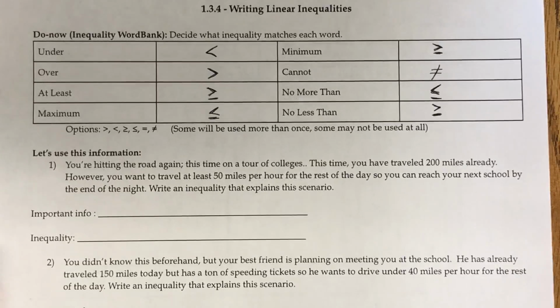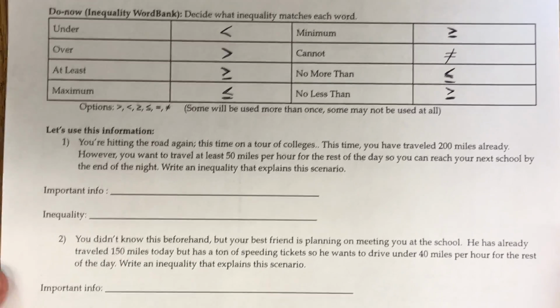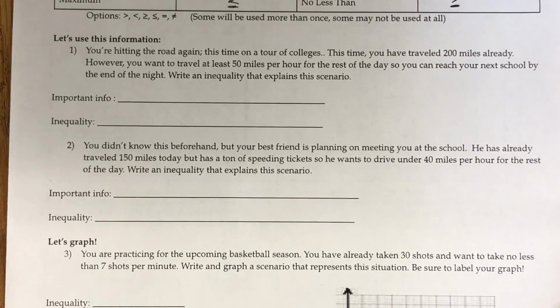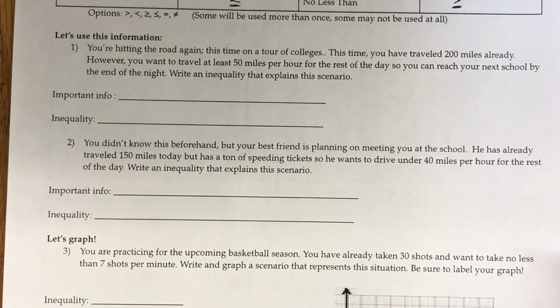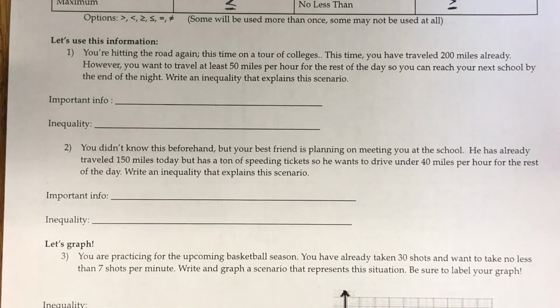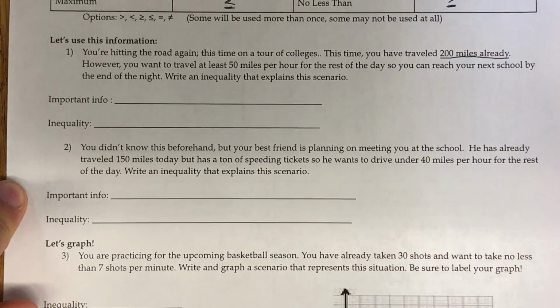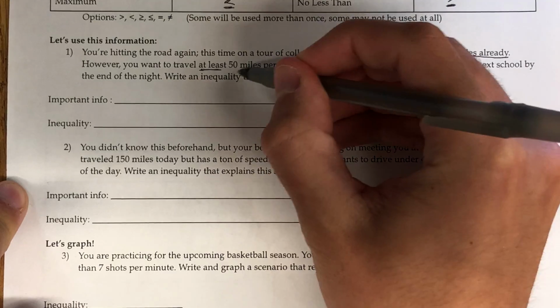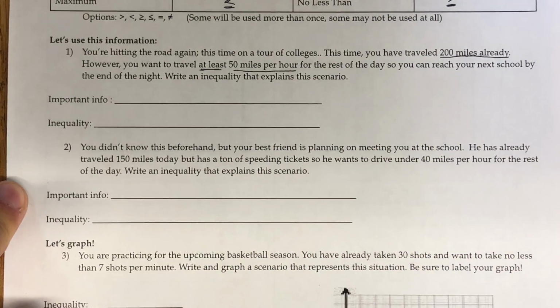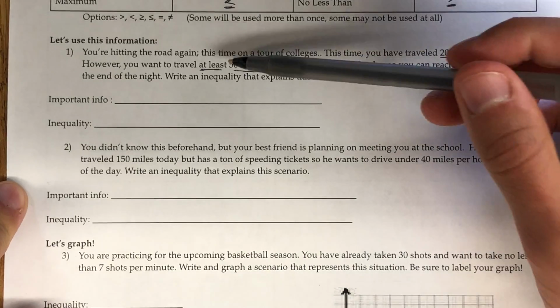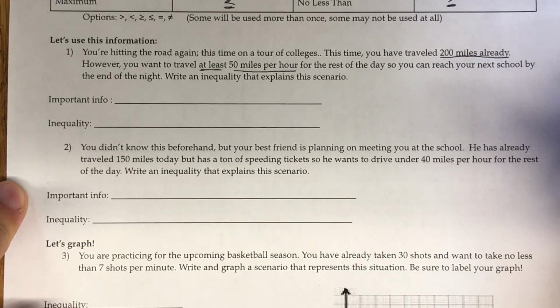All right, so the focus for today is writing inequalities, and then we'll be doing some graphing. To get started, it says, you're hitting the road again, this time on a tour of colleges. This time you've traveled 200 miles already. However, you want to travel at least 50 miles per hour for the rest of the day, so you can reach your next school by the end of the night. Write an inequality that explains this scenario.